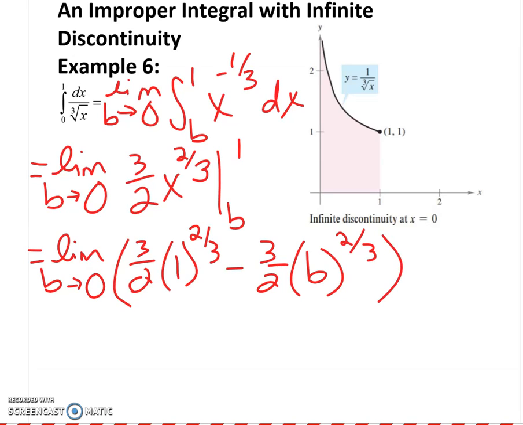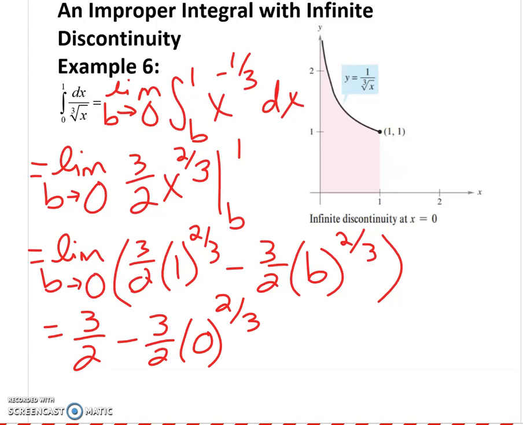Now, the nice thing about when we integrate is that that x is no longer in the denominator, so I don't have a 0 issue anymore. So I can easily substitute 0 in for b now that I've integrated the problem. So the first little part there, 3/2 times 1 to the 2/3 is just 3/2. And then this would be minus 3/2 times 0 to the 2/3, which is just 0. So your final answer for that integral would be 3/2.